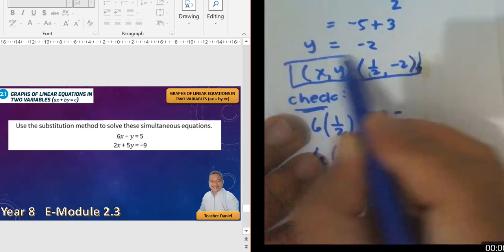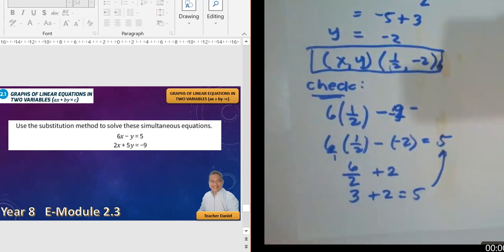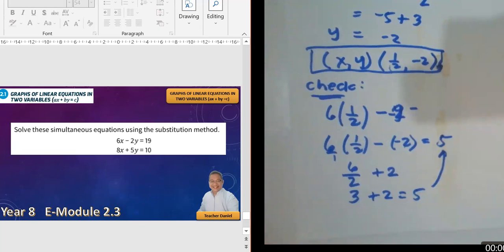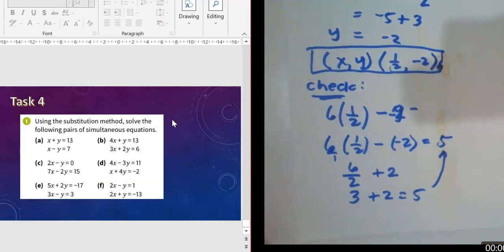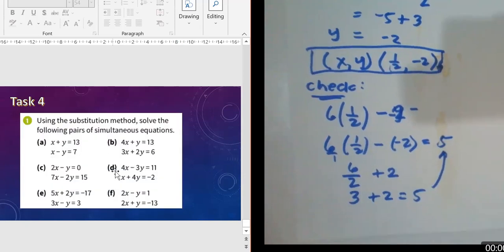Okay? This is it. So guys, now it's time for you to do your task number 4. Using the substitution method, solve the following pair of simultaneous equations. You have 6 questions that you need to do by yourself, solving using substitution, and then afterwards you upload your answer in Google Classroom.